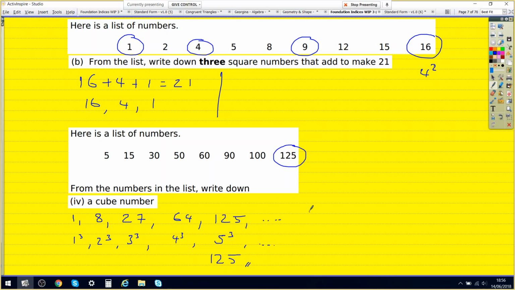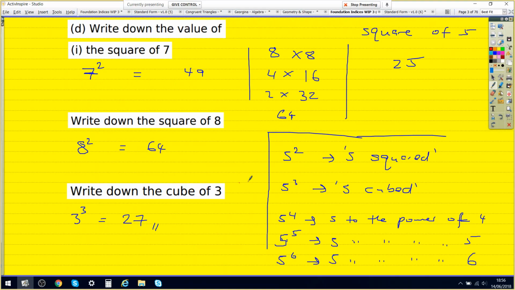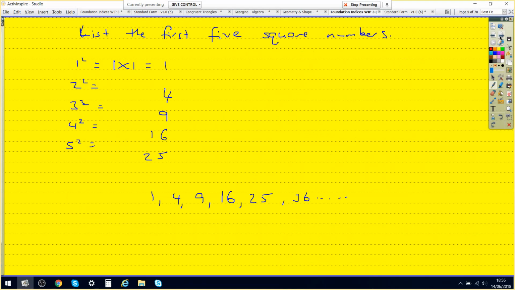How would you get the cube numbers? I don't know. I honestly can't remember. What does this one mean? The cube of 3. It's 3 times. Yeah, so 3 cubed or 3 to the power 3.